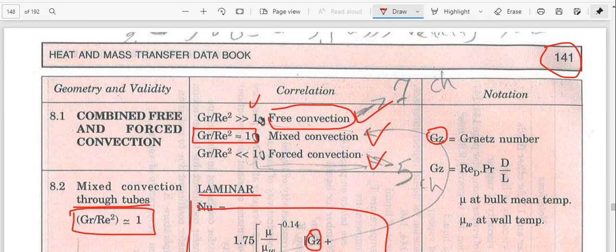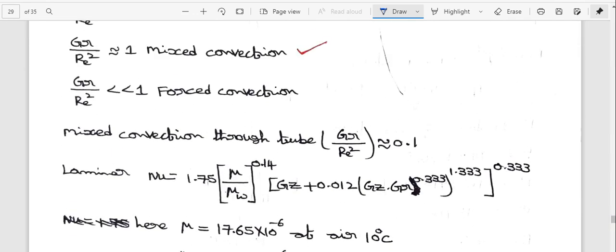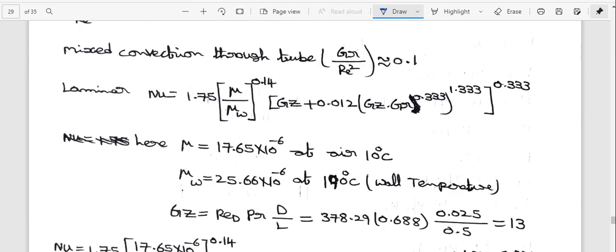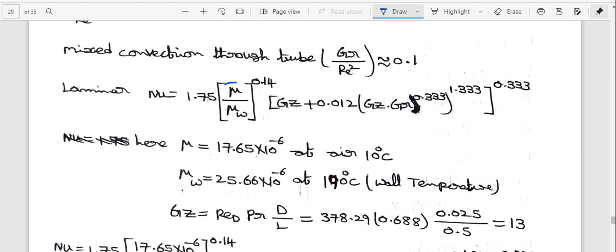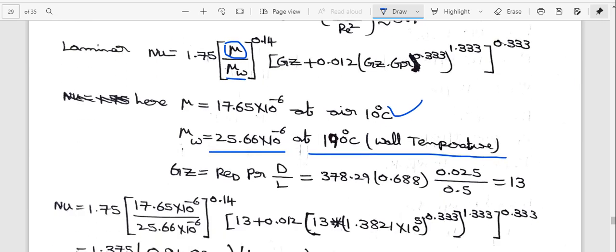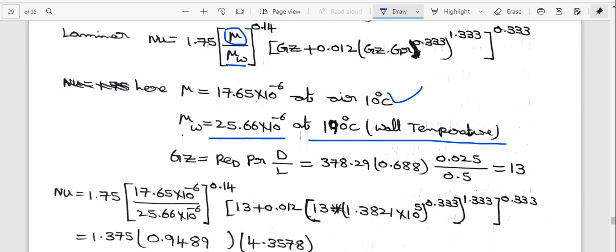Here Gz is the Grashof number. We need to calculate this formula. Here the mu value we can take: mu at air 10 degrees, and mu_w, the wall temperature, that means 190 degrees. We can take these values from data book page number 33. Both values can be taken at air properties.